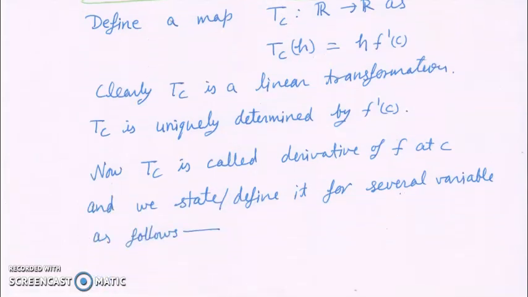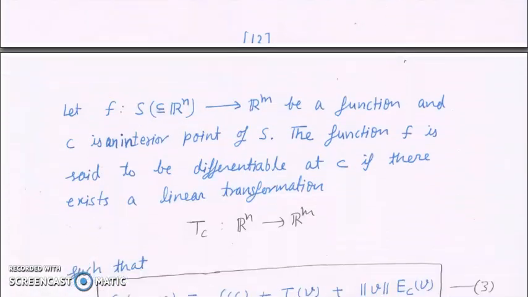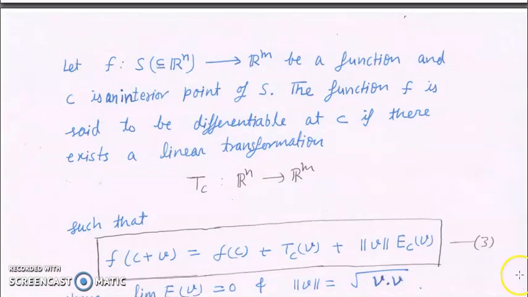So for several variables, suppose now f is a function from a subset S of Rn to Rm, and c is some interior point of S. The function f is said to be differentiable at c if there exists a linear transformation Tc from Rn to Rm. So what is Rn? Rn is the vector space in which the domain was contained, and Rm is the vector space in which the range lies.